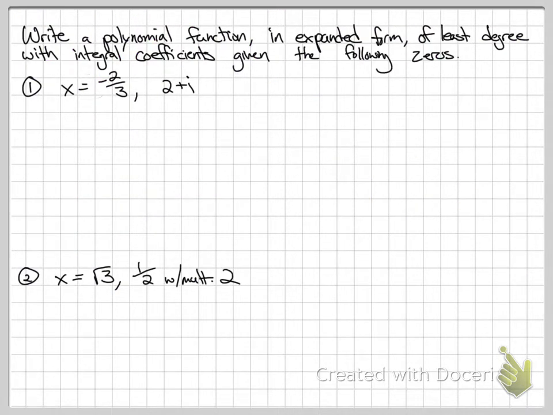Write a polynomial function in expanded form of least degree with integral coefficients. There's a lot of things in here you guys aren't remembering to do on test day. So I guess we can talk about them now. I'm also going to talk about it later. Function means f of x notation. Expanded form means you need to multiply it out. Least degree means don't add any extra roots that we don't tell you anything about. And then integral coefficient means whole numbers.